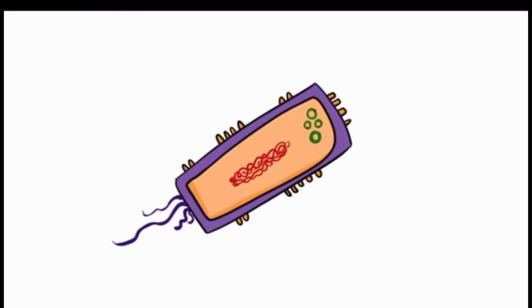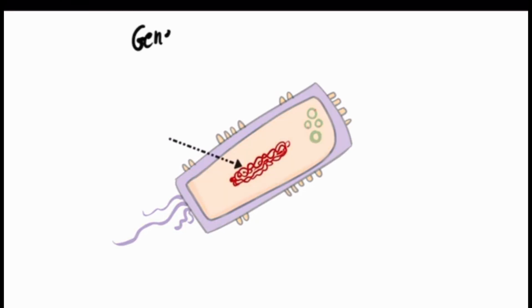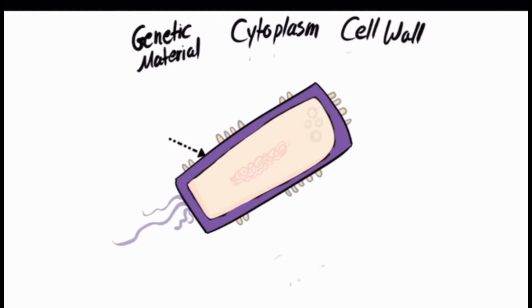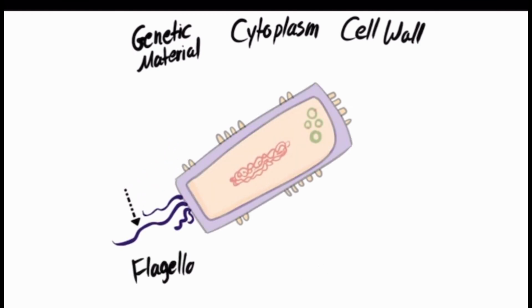Since bacteria are considered cells, that means they have genetic material, a cell membrane, and a cytoplasm. In addition to that, they have a cell wall, a flagella, which is used for locomotion, and then we have pili, which is used for attachment.